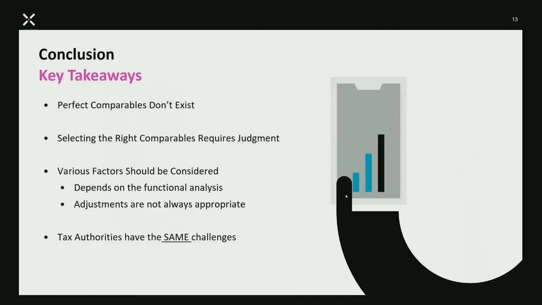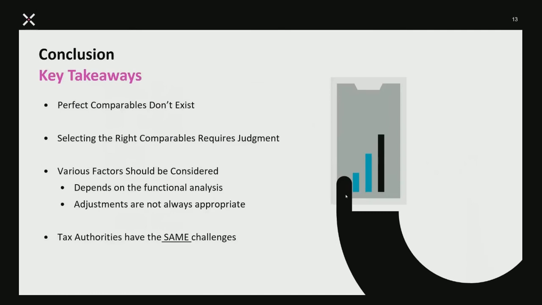And remember, the various factors that should be considered are always based on the facts and circumstances. This goes back to the functional analysis. In a lot of ways, I think the functional analysis is more important than the benchmarking, because if your functional analysis is not right, well, your benchmarking is going to be all wrong. So make sure that you pay close attention to the functional analysis. And adjustments aren't always appropriate, and may not always be possible either. Adjustments should not be haphazardly applied. They need to be considered based on the facts and circumstances.